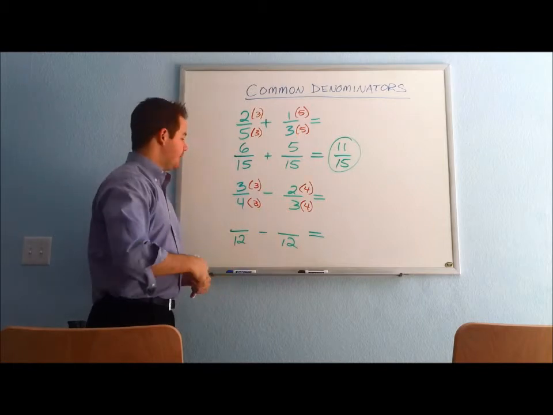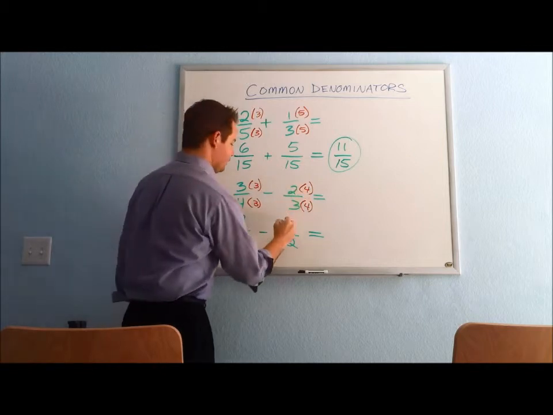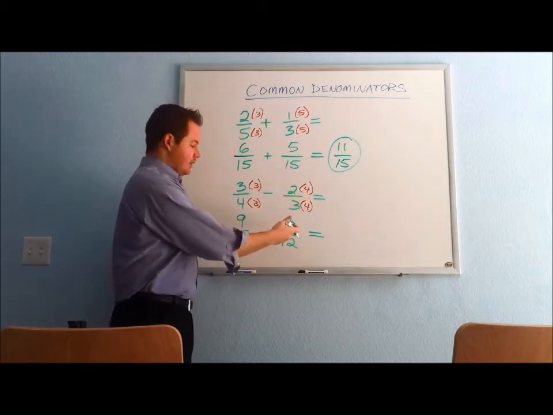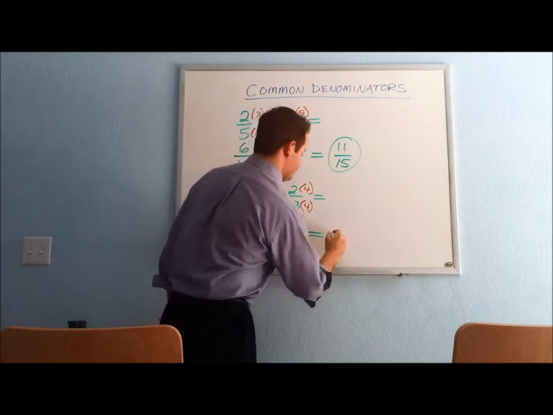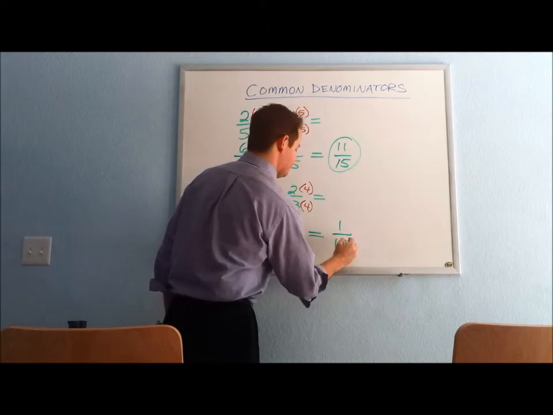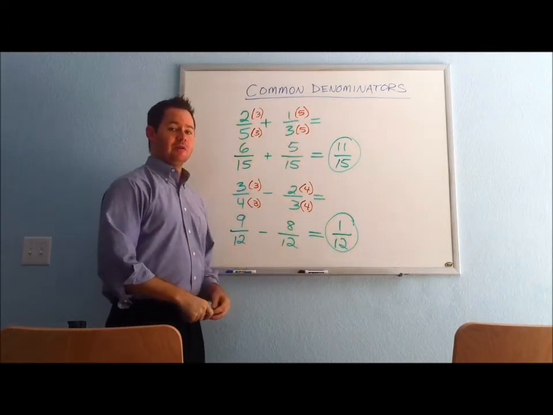And our numerators now, 3 times 3 would give us 9. 2 times 4 would give us 8. And when combining those, we subtract the numerators. 9 minus 8 gives us 1. And our common denominator stays the same. So we get 1 over 12 as our final answer on that one.